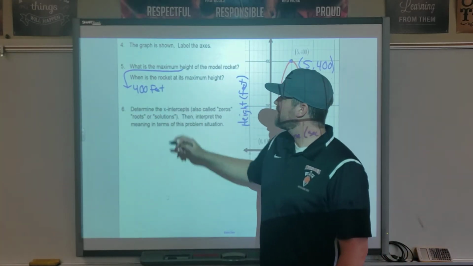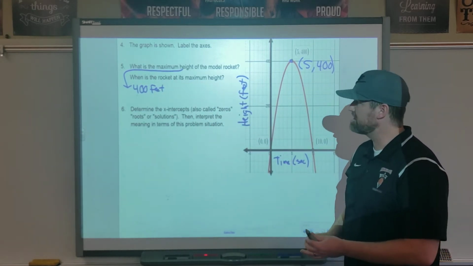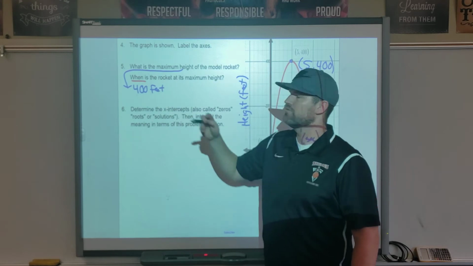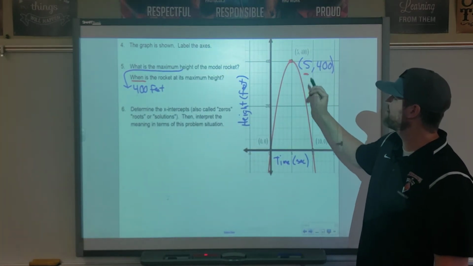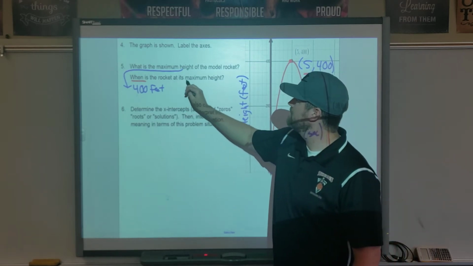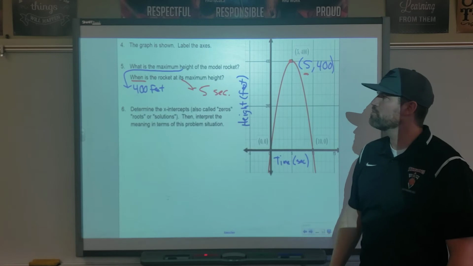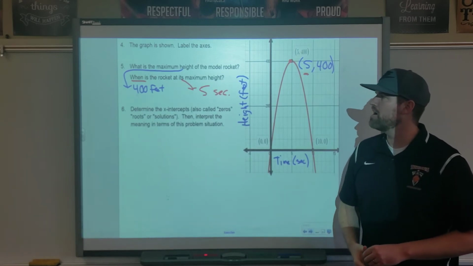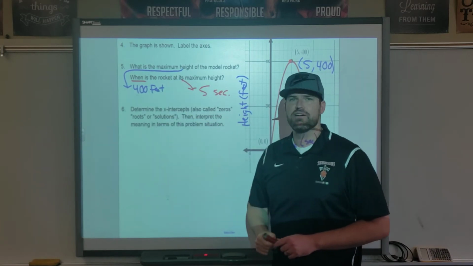And then the second question is, when is the rocket at its maximum height? So that's saying at what time, right? So if I go to this, the time is my x. So the time is at 5 seconds. So we know that it takes 5 seconds for this model rocket to reach its maximum height, which is a maximum height of 400 feet.